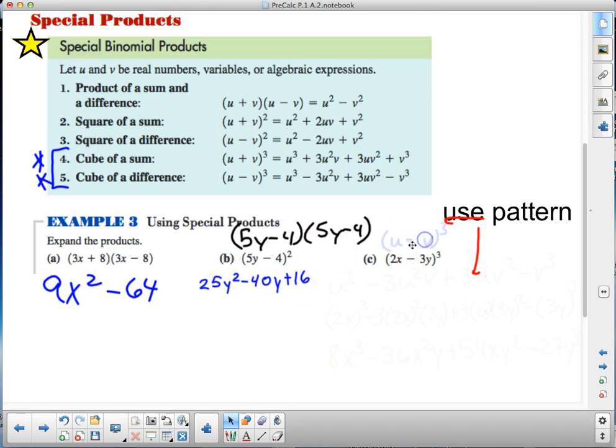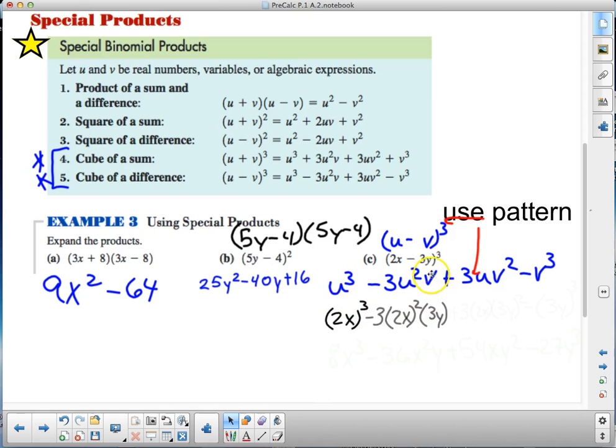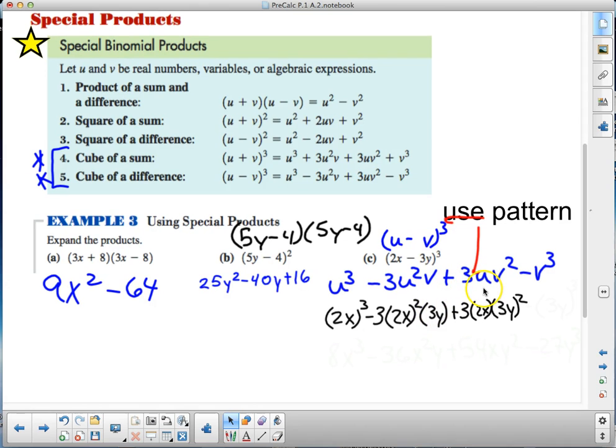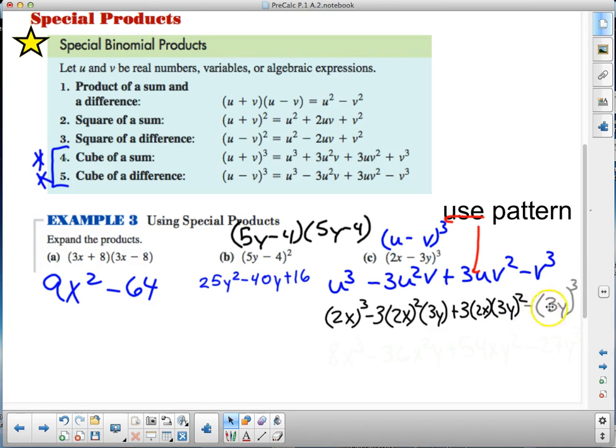The one that I'm concerned about here, when I've taken u minus v, so u is 2x and v is 3y, and I'm cubing it. The pattern that I'm using is u cubed minus 3u squared v plus 3uv squared minus v cubed. So now if I recall that pattern, I can just take 2x and cube it, and I'm just going to put things in where we see them. So 2x is cubed, minus 2x squared times 3y, because now 3y is in there, plus 2x times 3y squared, minus 3y cubed.